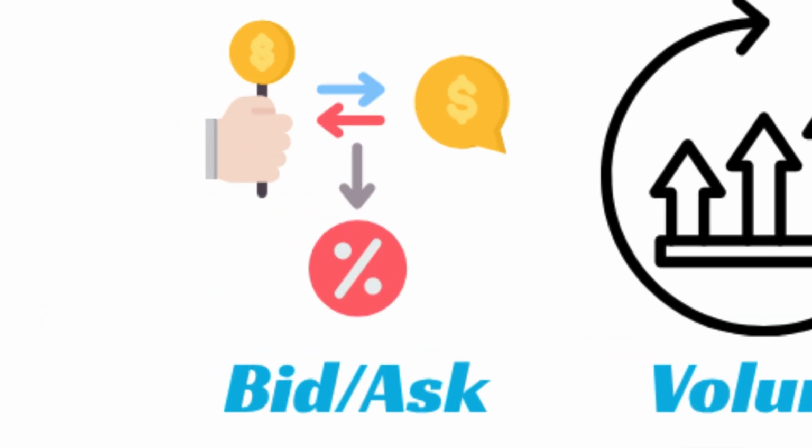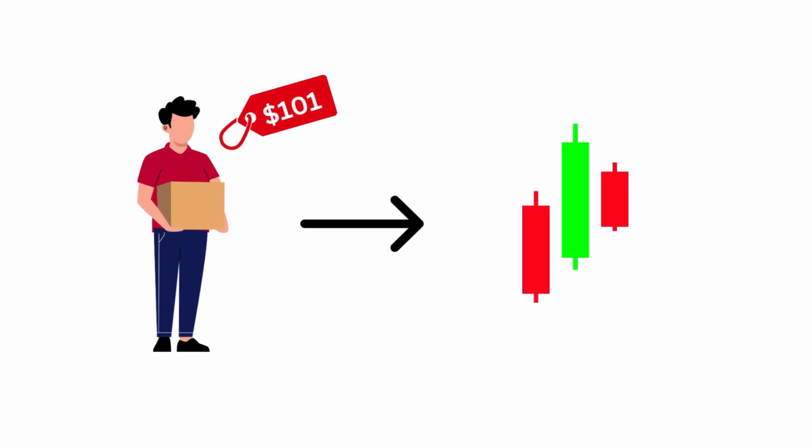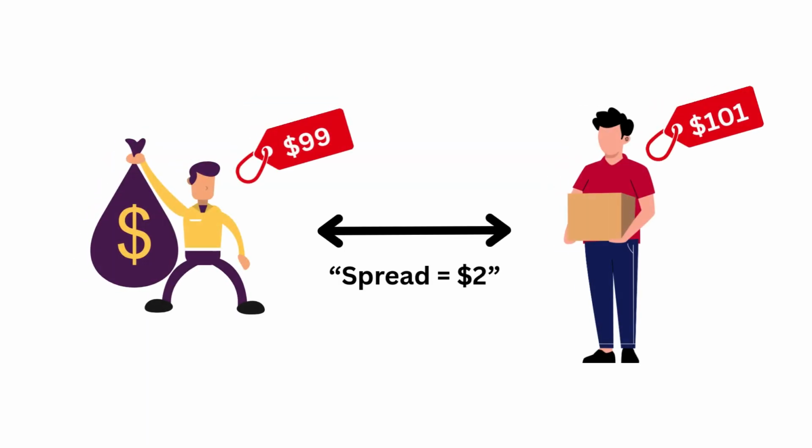Bid and ask price. The bid is the highest price a buyer is willing to pay for a stock. The ask is the lowest price a seller is willing to accept. The difference is the spread. Example, if the bid is $99 and the ask is $101, the stock might trade around $100.